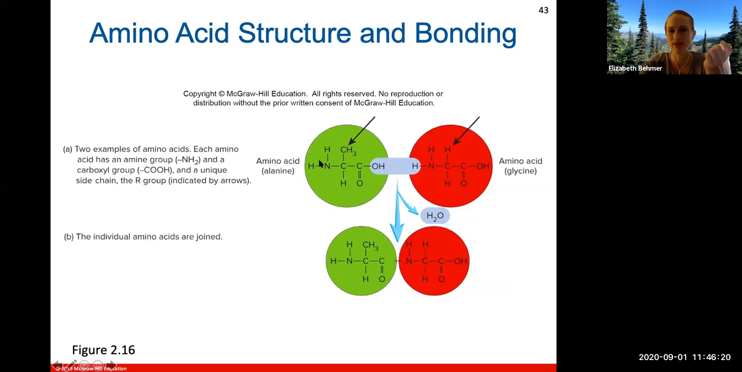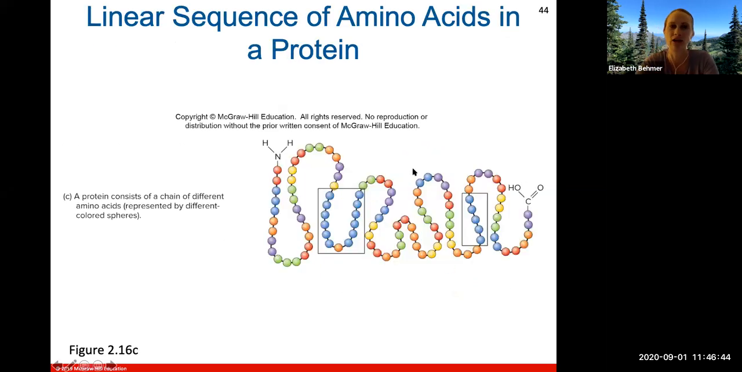These are two examples of amino acids, alanine and glycine, and it's just showing how they are bound together through a bond. And if you put several amino acids together, you get a protein. So big topic item, amino acids: you put several amino acids together and you make different proteins. And there's 20 different amino acids that are naturally occurring.